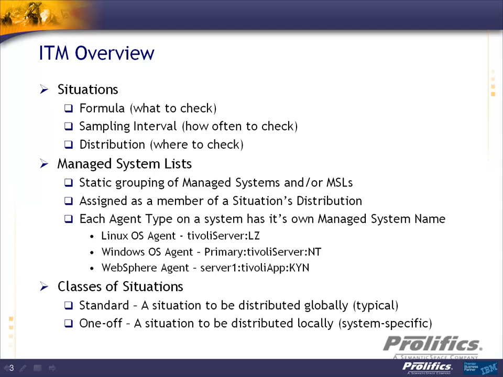And the third we're going to be talking about is different classes of situations. Now this is a grouping that I recommend all of our customers to take as an approach for situation management. And that's to break down your situations into two distinct groups. One is a standard situation, which essentially is designed to be distributed globally, a typical situation that you want to monitor everywhere. And then one-off situations, where they're supposed to be distributed locally to a specific system, whether you need to adjust the thresholds or the resources that you're monitoring.